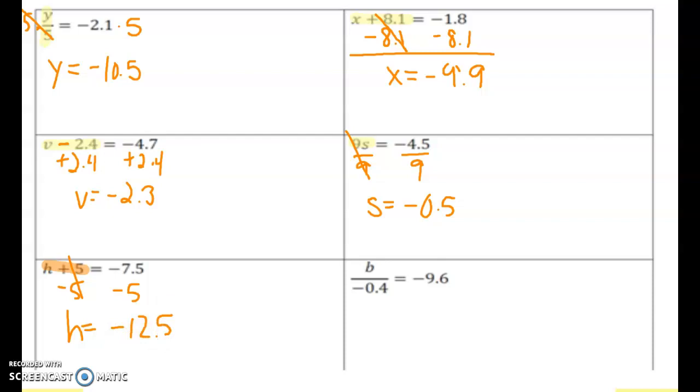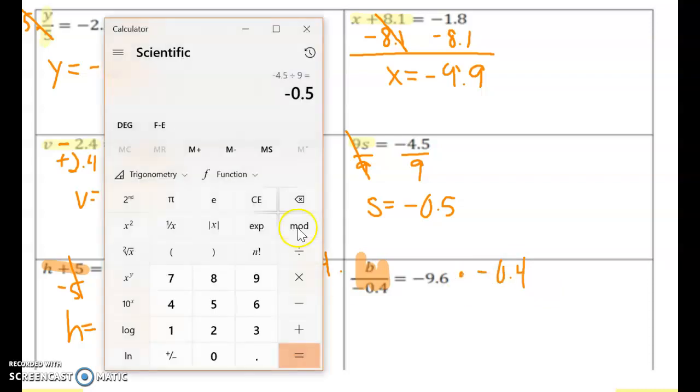And the last one here on the right looks a little bit more daunting, right? Remember that fraction that you think you see right here, b is actually division. So b divided by negative 0.4 is equal to negative 9.6. So the opposite operation would be to multiply. So grabbing my calculator, I have negative 9.6 times negative 0.4, and we get 3.84.